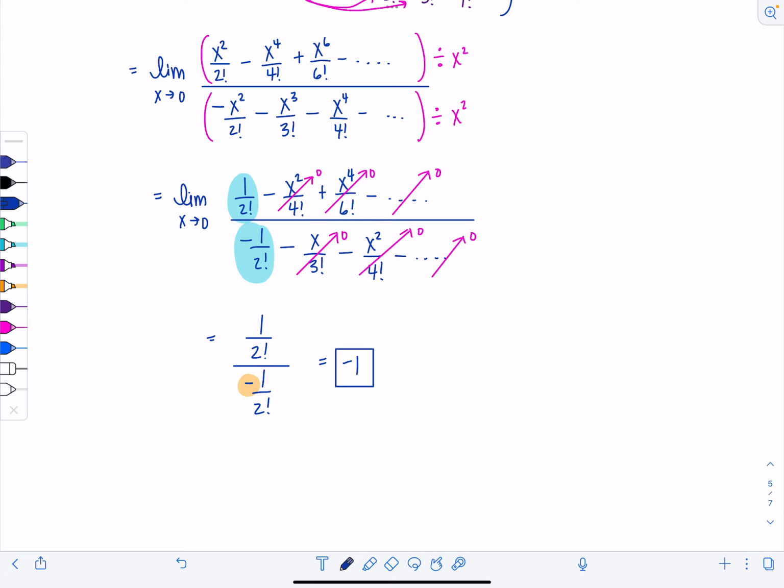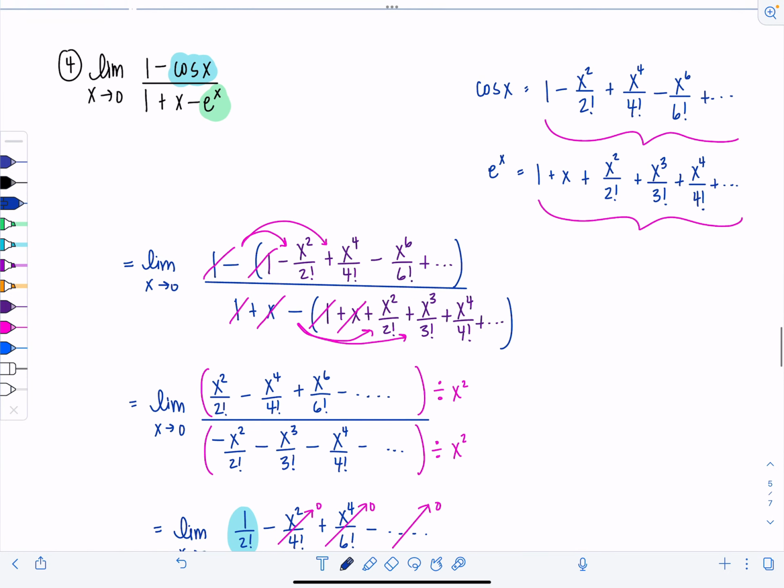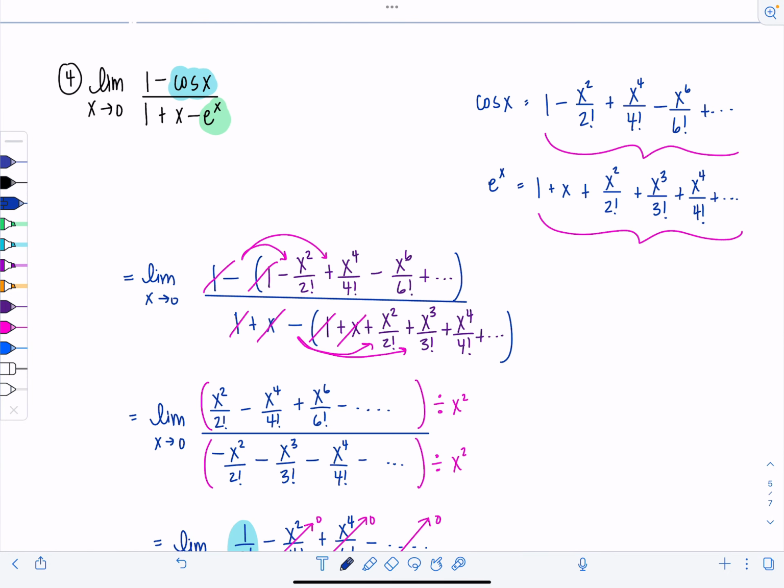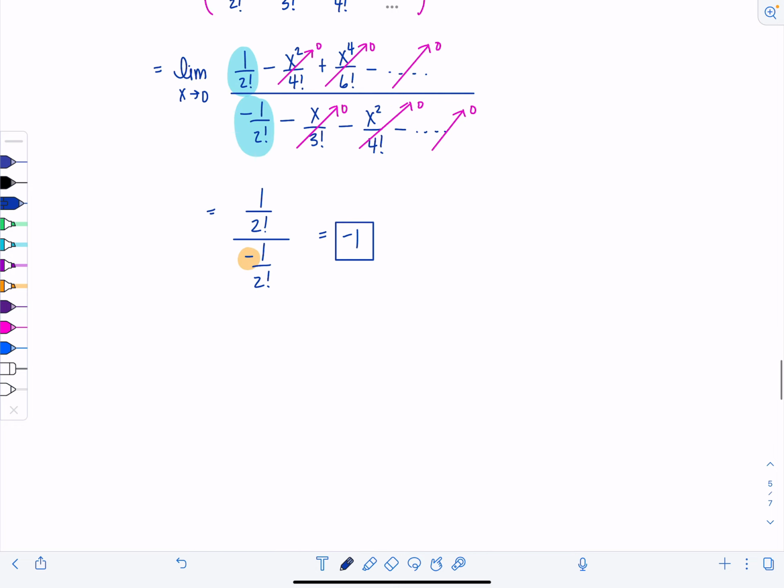Now, I did mention that sometimes, or most of the time, if they didn't tell me to use series to evaluate the limit, we could do it much more easily. It's 1 minus cosine x over 1 plus x minus e to the x. So if you want to check that you did it correctly, let's see if using our old methods it would come out quicker. 1 minus cosine x over 1 plus x minus e to the x. I think this one will be nice to use L'Hopital's rule.